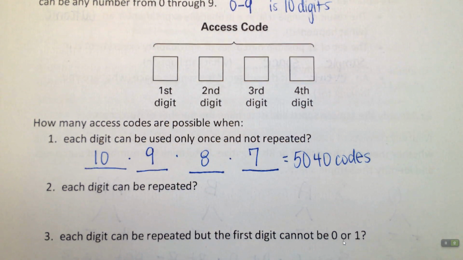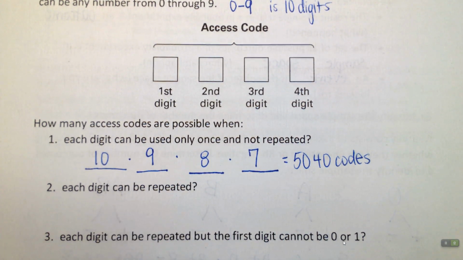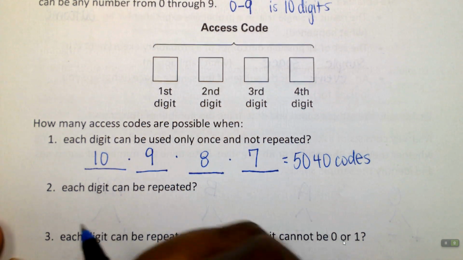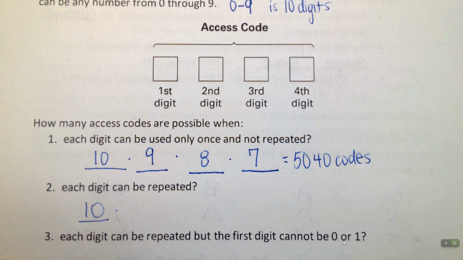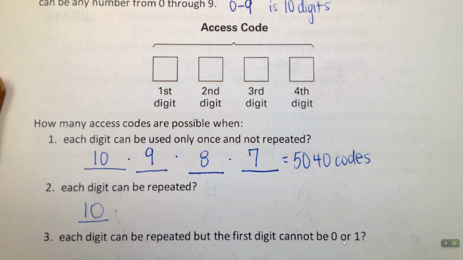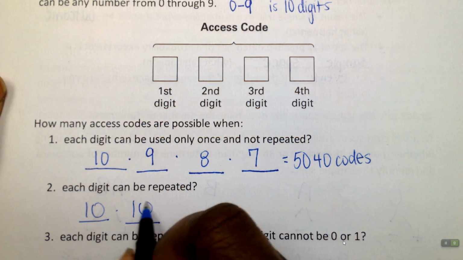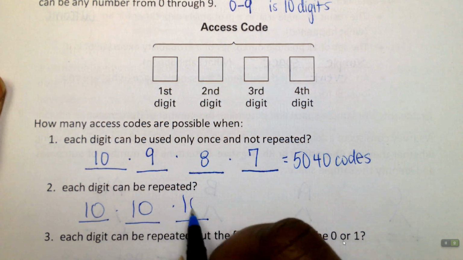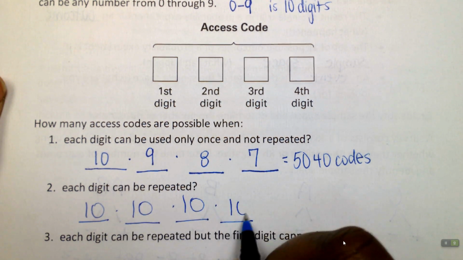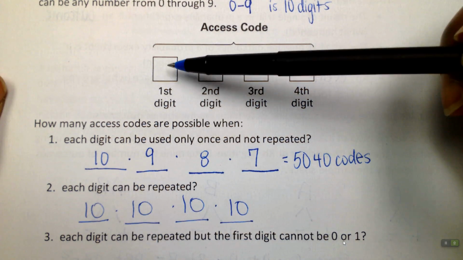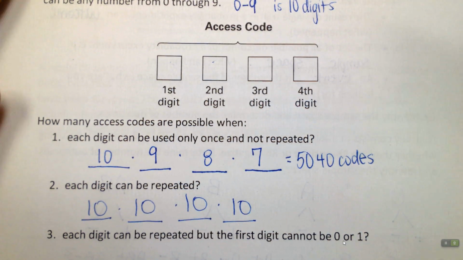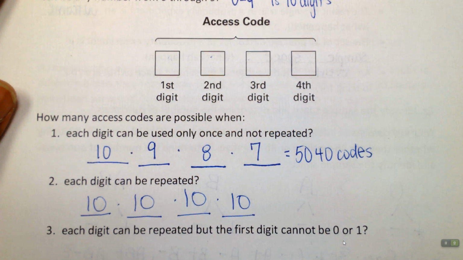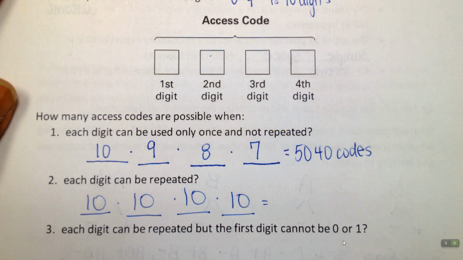Alright, next. Each digit can be repeated, but I don't have any restrictions. I just need a code. So if that's the case, 10 digits can be used first. Second, I can still use all my digits. I can still use all my digits. So notice I'm doing them individually. I'm not looking at them as a whole. I'm looking at each individual number. And what does that equal?